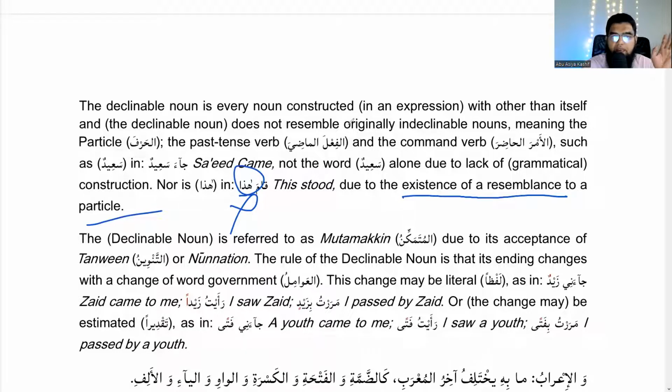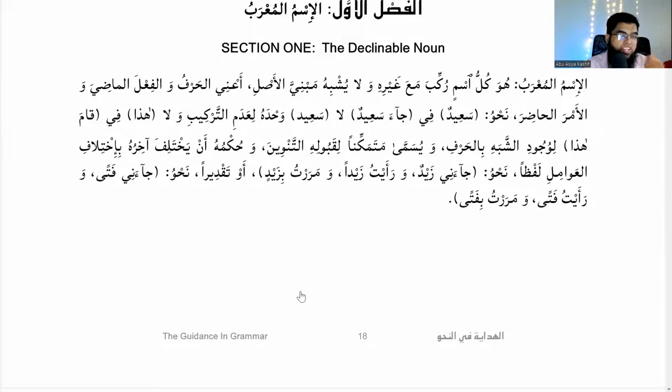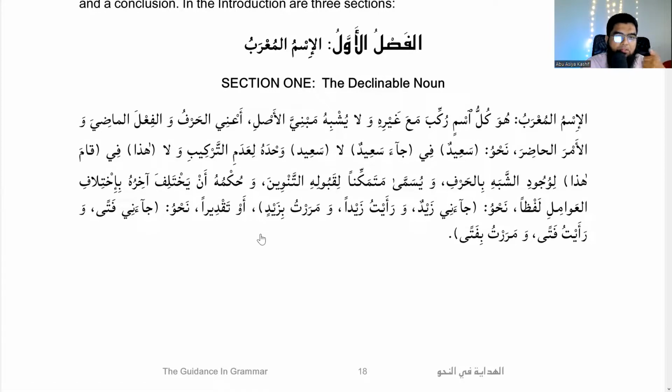هذا is always هذا, right? It is similar to a particle. So we say هذا is مبني, fixed, because we don't give تنوين, right? We don't do anything, like محمدون, سعيدون. ولا هذا. Not هذا. So he gives one example for معرب and another example for مبني, saying this is not معرب.